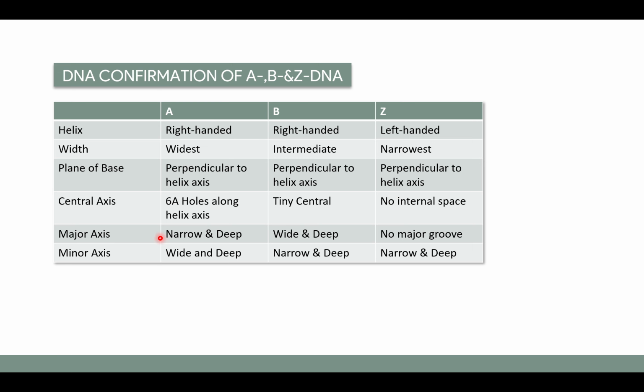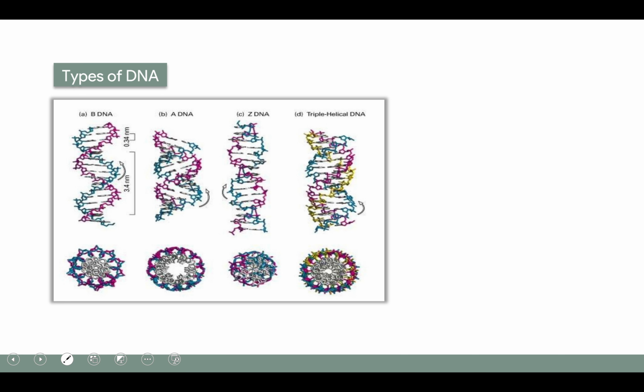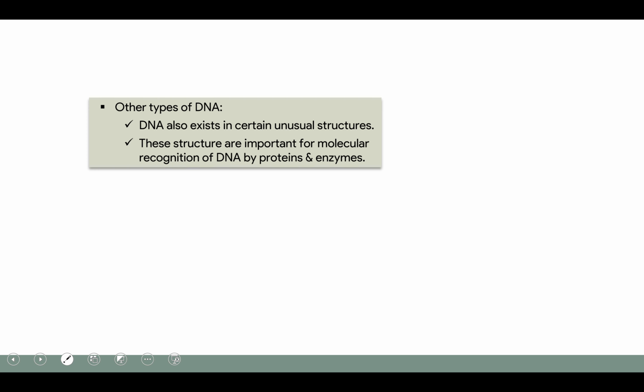The major groove is narrow and deep in the A form, wide and deep in the B form, and there is no major groove in the Z form. Whereas the minor groove in the A form is wide and deep, in the B form it is narrow and deep, and in the Z form again it is narrow and deep. Now look at the diagram showing the B form of DNA, A form of DNA and Z form of DNA, and then there is another form which is the triple helical DNA structure, in which a third strand is found.